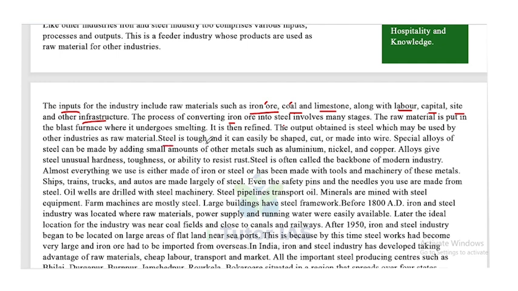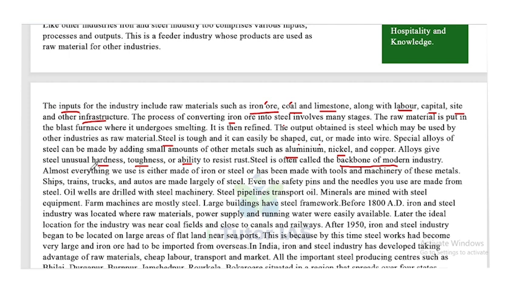Now, steel is tough and it can easily be shaped, cut or made into wire. Special alloys of steel can be made by adding small amounts of other metals such as aluminium, nickel, copper. Alloys give steel unusual hardness, toughness or ability to resist rust. Steel is often called the backbone of modern industry. So that's why steel is known as the backbone of modern industry, because the alloys give steel an unusual hardness, toughness or ability to resist rust.